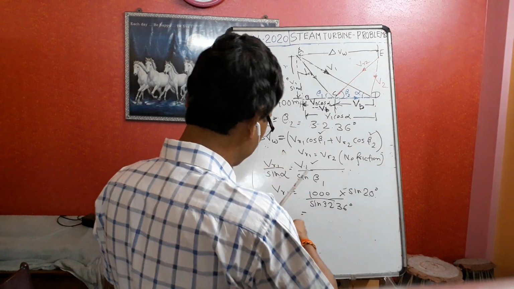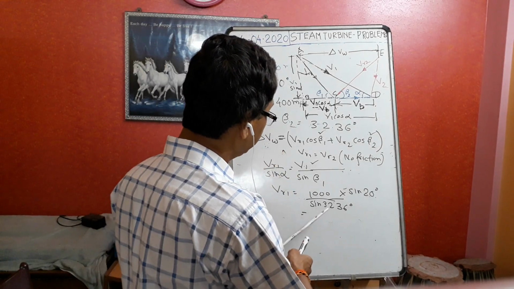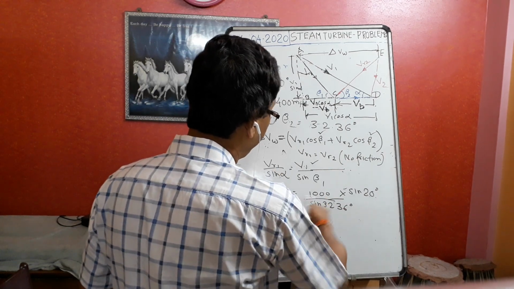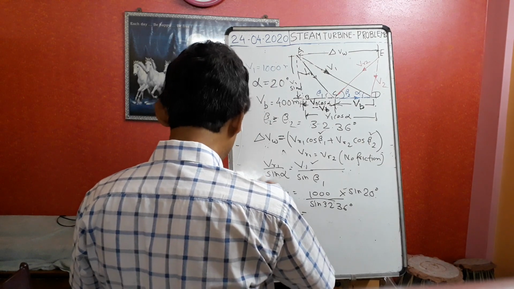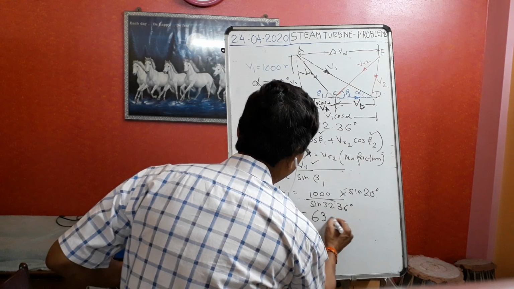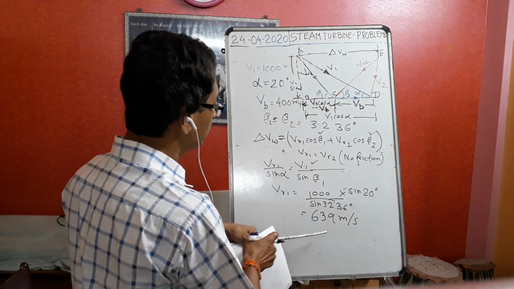Okay. So now we can find Vr1, because I applied the sine law. How much is Vr1? If I calculate it, we will get 639 meters per second. So Vr1 is now known.